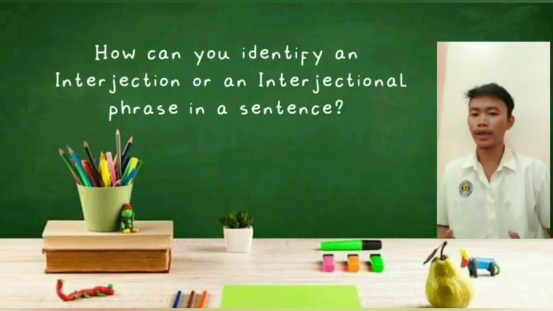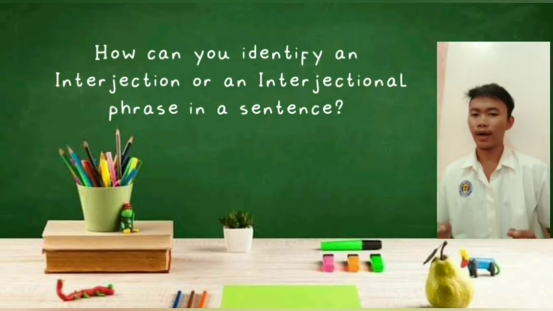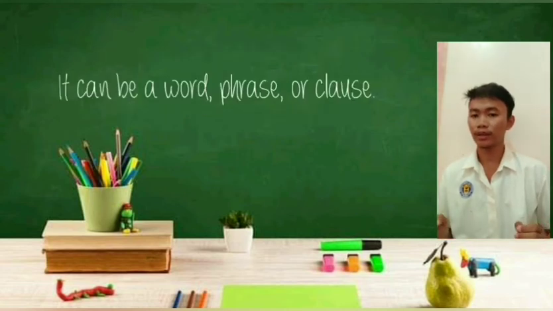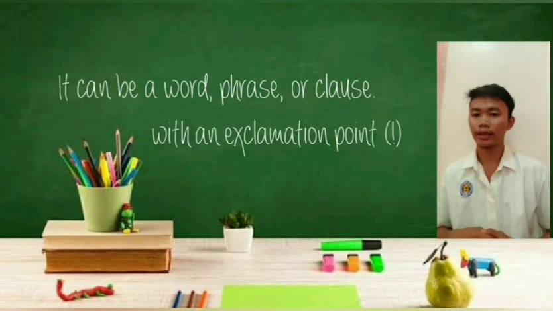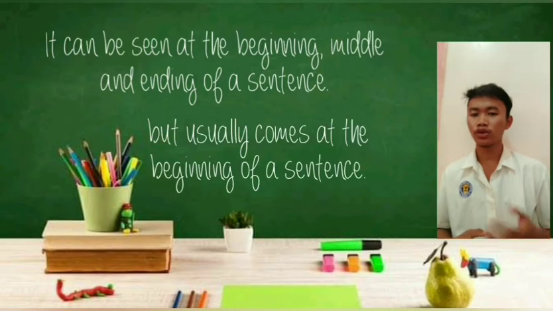So how can you identify an interjection or interjectional phrase in a sentence? You can identify it because it can be a word or phrase or clause with an exclamation point. It can be seen at the beginning, at the ending, or at the middle, but it usually comes out at the beginning of the sentence.